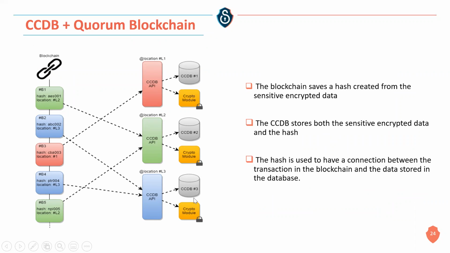The blockchain, this is a graph showing how we intend to use the communication between the crypto companion database and the blockchain. The blockchain saves a hash created from the encrypted data, with some metadata to allow some queries, and the crypto companion database stores both the encrypted data and the hash. This hash is used as a connection between these two components.